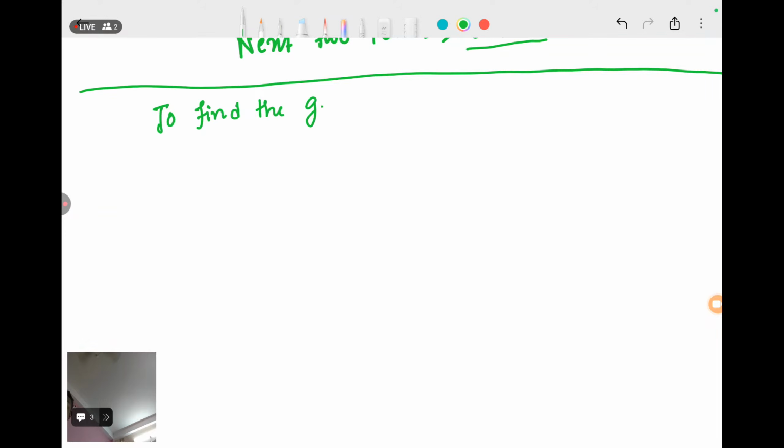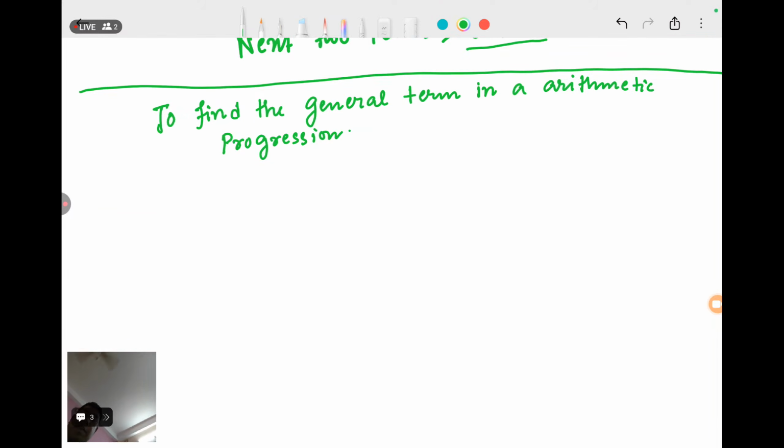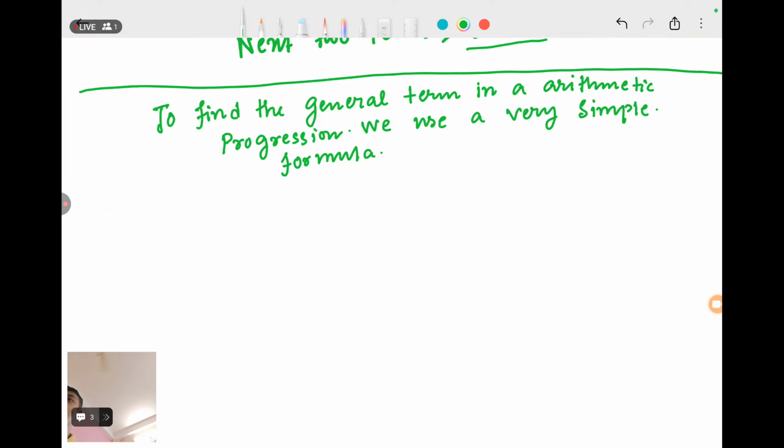To find the general term in an arithmetic progression, we use a very simple formula, and that is tn is equal to a plus (n minus 1) into d.